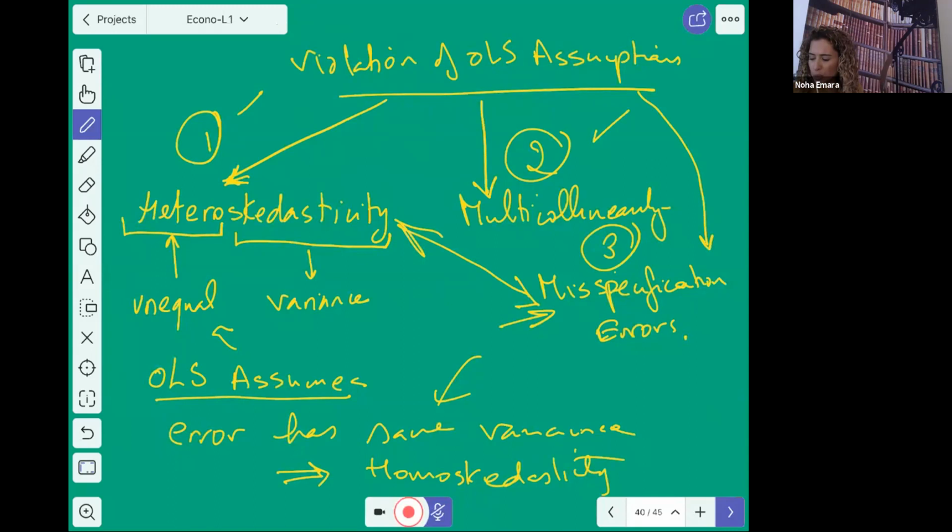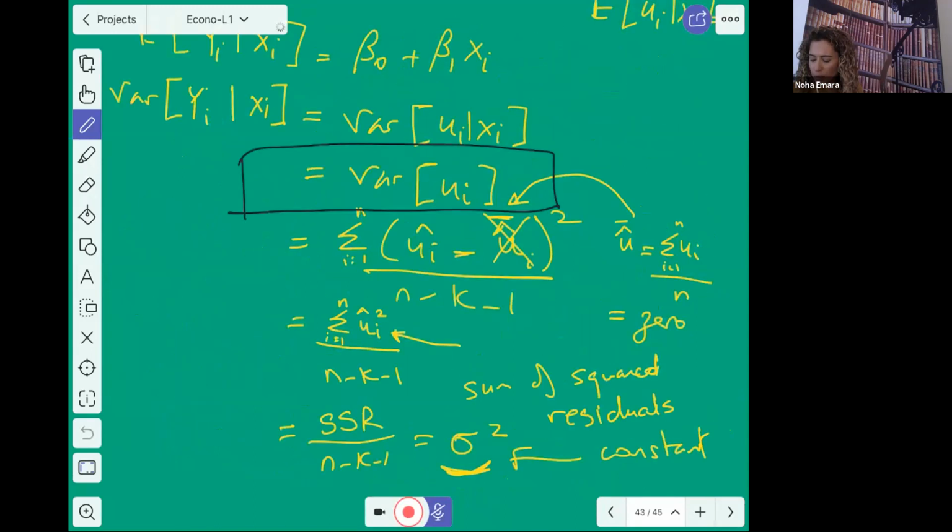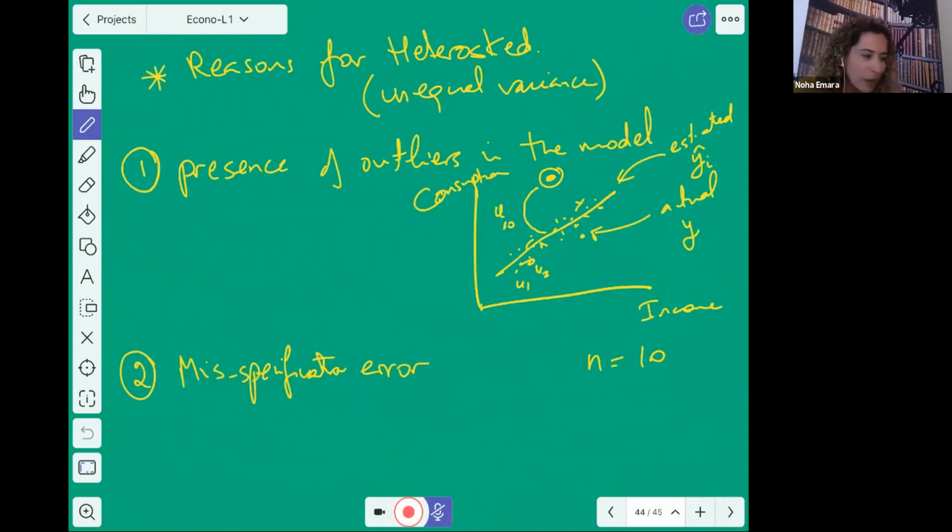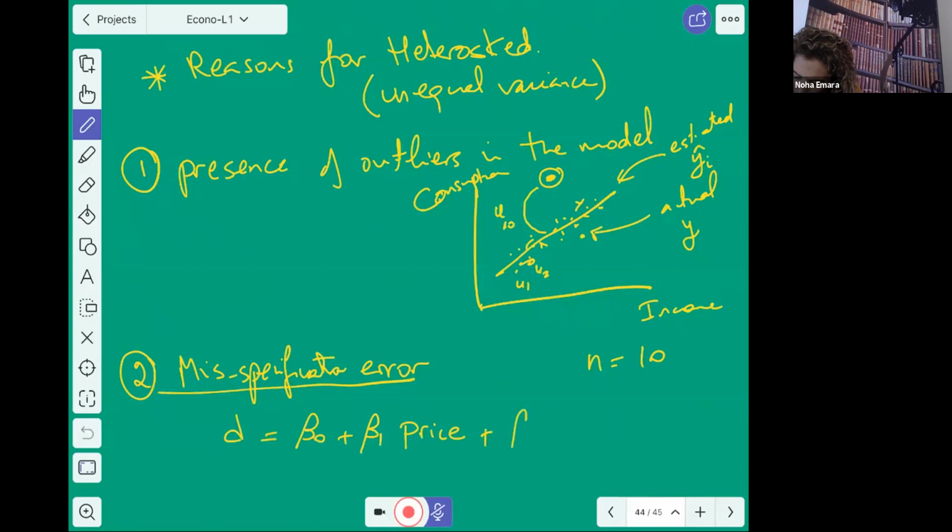So I'm just going to briefly talk about this point because we are going to spend so much time on it anyway. So what is a misspecification? Suppose that I do have a model which is demand for good X is equal to beta naught plus beta 1 the price of X, okay, plus beta 2.